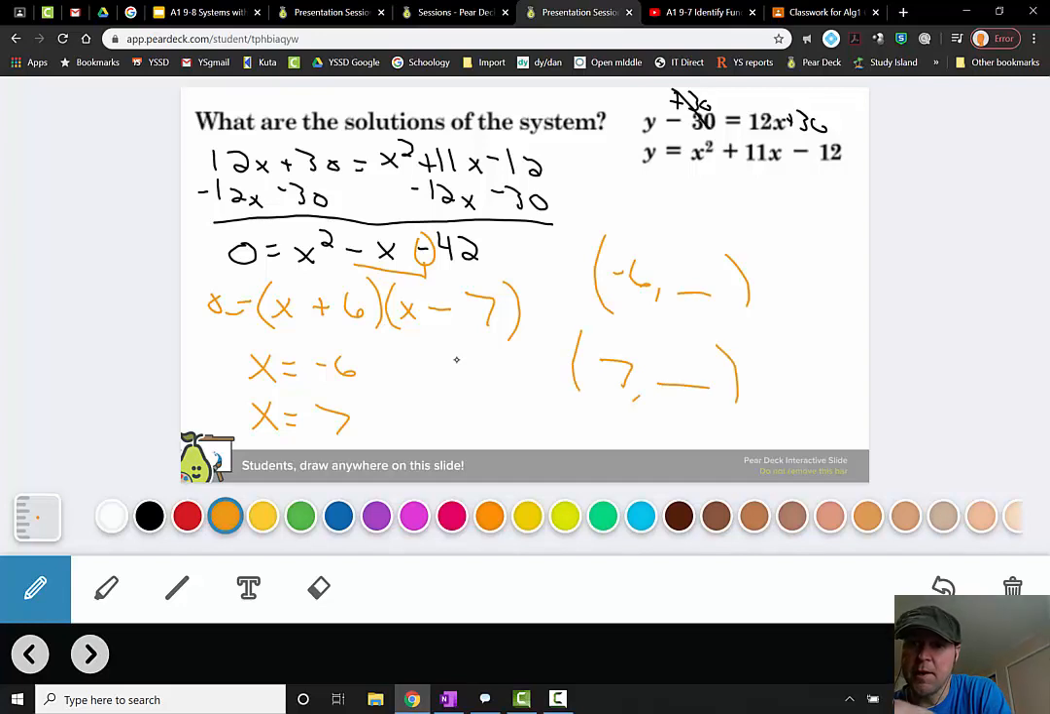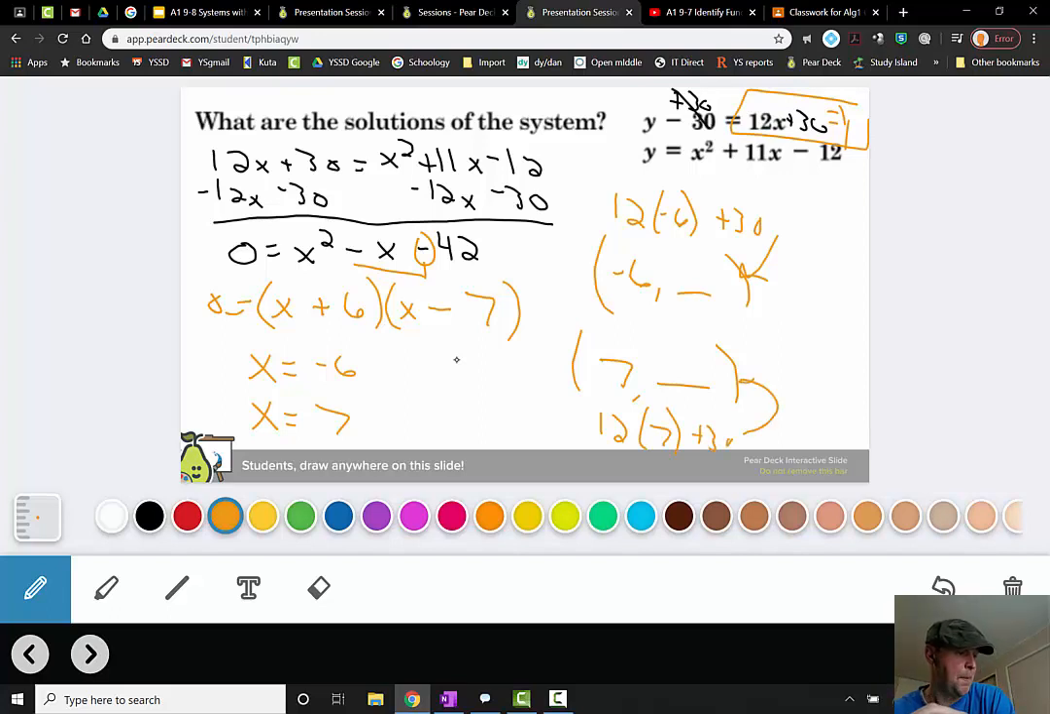So I'm going to go to this equation that I made right here up top. So I need 12 times negative 6 plus 30, and that answer is going to go here. I need 12 times 7 plus 30, and that answer is going to go right in here.